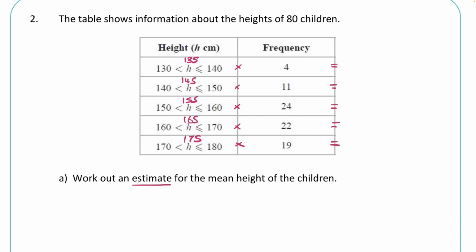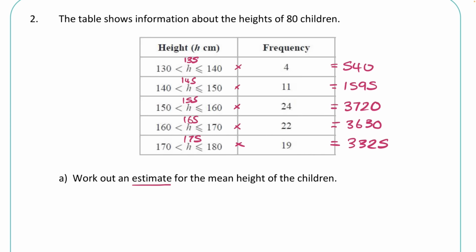So we could do this on the calculator, so 135 times 4, which is 540, 145 multiplied by 11, and as always, just be really careful. I know you're typing in lots of multiplications, but just make sure that you're very careful that you do type them in correctly. We don't want to get a number wrong along the way. 165 times 22 is 3,630, and 175 times 19 is 3,325. So from here, we want to go and add all of these together to get our overall estimated total.